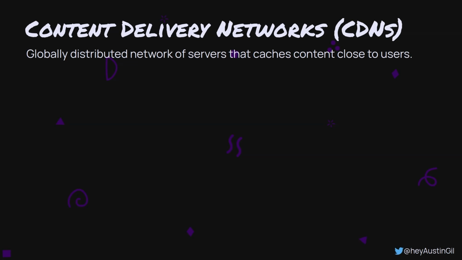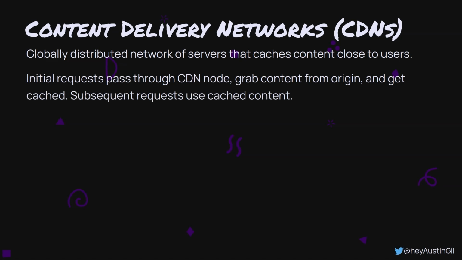And it's essentially a globally distributed network of servers that can cache content as close to the user as possible. So instead of being deployed to a single region, it is global. And the way it works is when a user makes an initial request, let's say for an image, the request will pass through the CDN node as close to the user as possible. That request will follow through to the origin where that image exists, and then it will pass back through the CDN node, get cached there, and then be sent to the user.